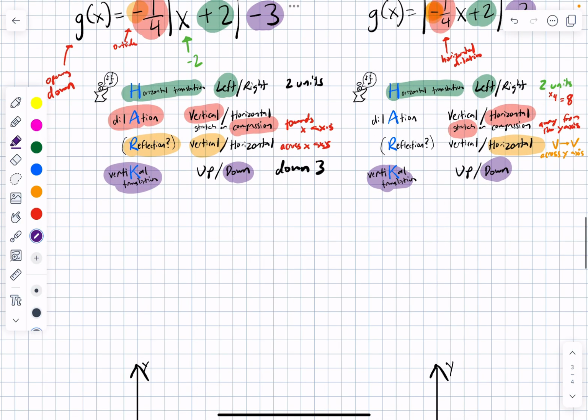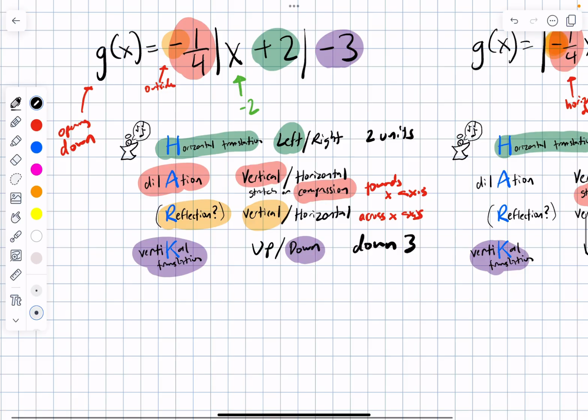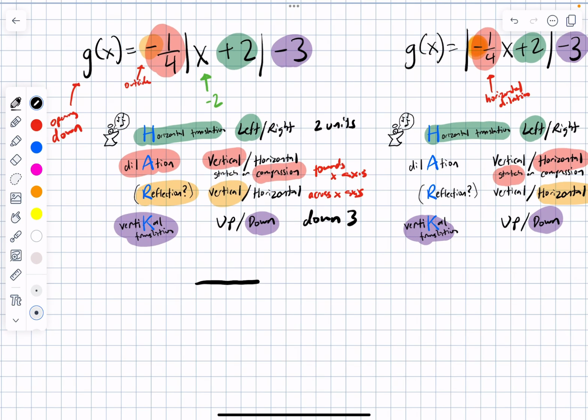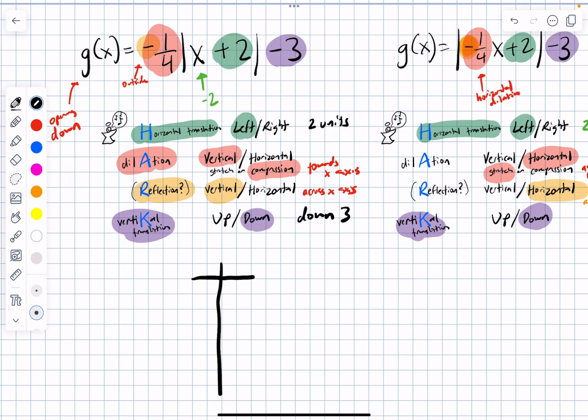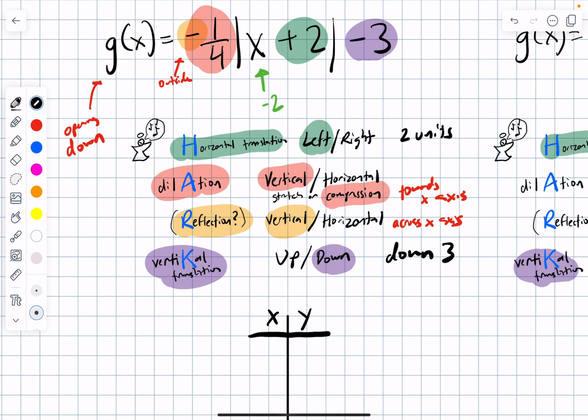Okay, so I'm going to plug in some values to help you see some lattice points to graph. Then when we graph it, you're going to see pretty clearly what transformation happened. So focus on this left one. All right, so first off, I know the vertex is -2. If I plug -2 into this absolute value, I get 0. 0 times -1/4 is still 0, and then -3. This is the vertex of this equation.